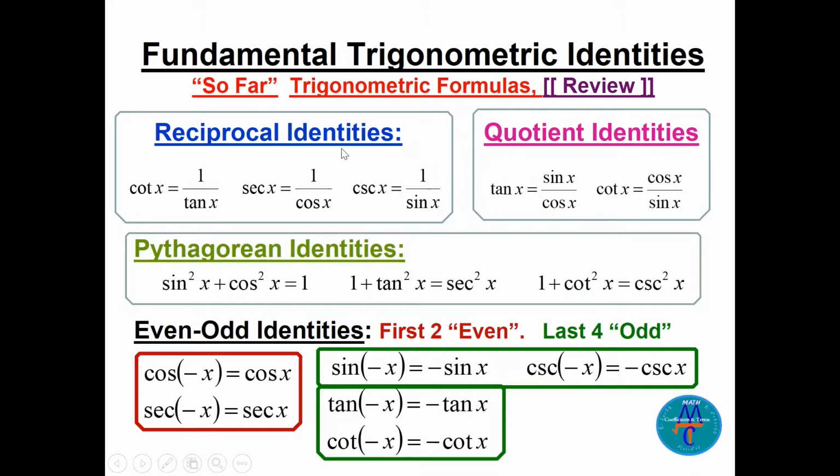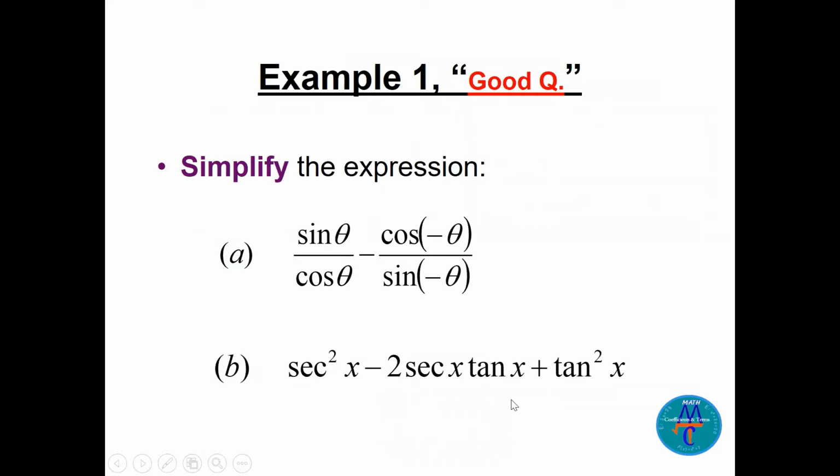See, these are the reciprocal identities. This is the quotient. These are the Pythagorean identities, and even and odd. We have the first two here, the cosine and the secant functions are even, and the other four are odd functions: sine, cosecant, tan, and cotan. Now let's start with one example.